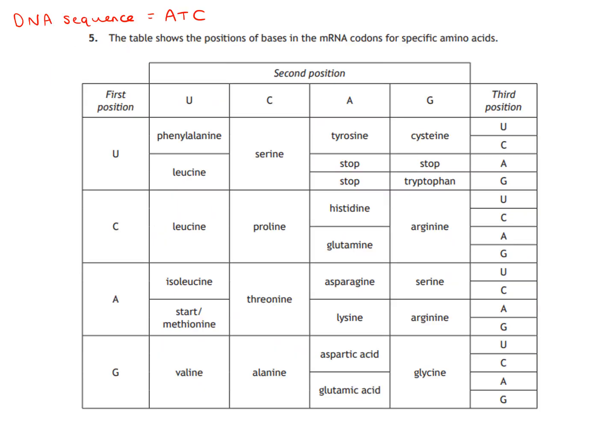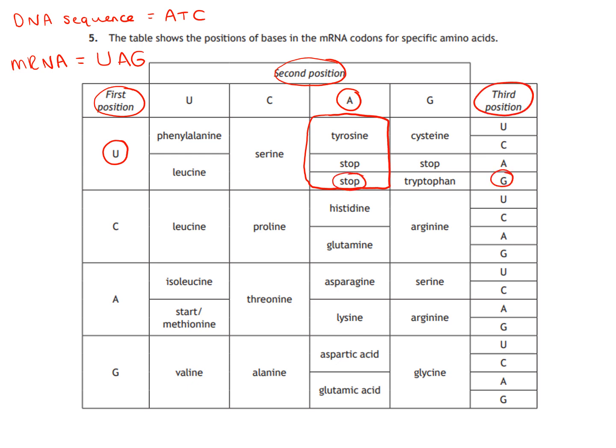So same skill, but we're looking at a slightly different table this time. We're being asked which amino acid would be coded for by DNA sequence ATC. So because we're looking at an mRNA codon table, again working out the mRNA first. So we're UAG this time. First position, we have U, so we know we're in these first set of rows. And second position, we are A, so we know that we're looking in this little section here. And then third position, we have G, so we're looking at this stop codon.